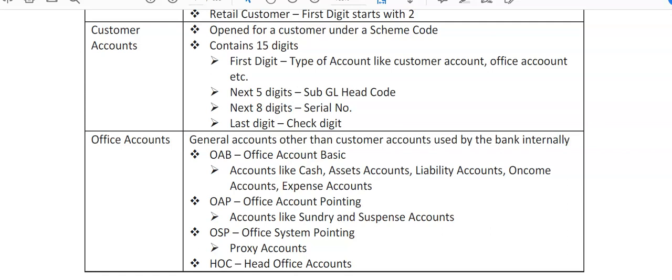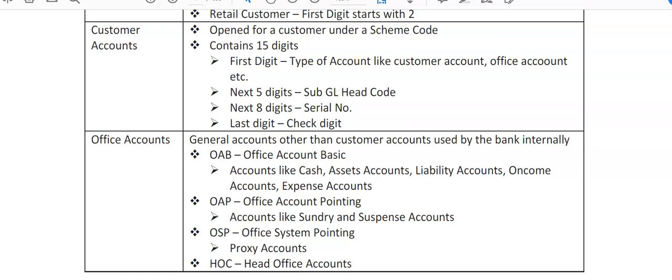Next 5 digits is the subsidiary general ledger head code. Next 8 digits is the serial number and the last digit is a check digit. So the check digit is allotted by the system as per the customization of the bank. Now very important is office accounts. So just have an idea. You should have brief knowledge.